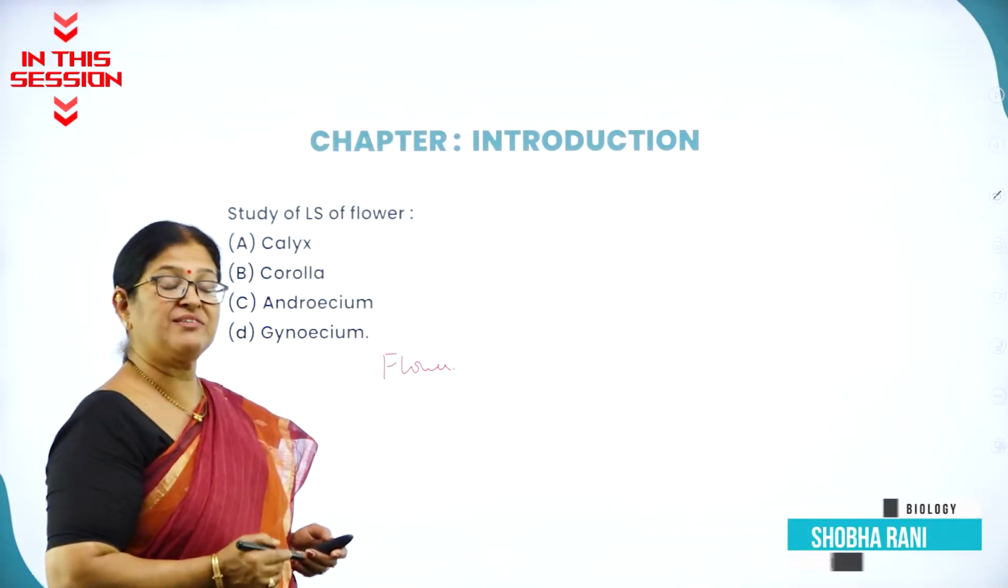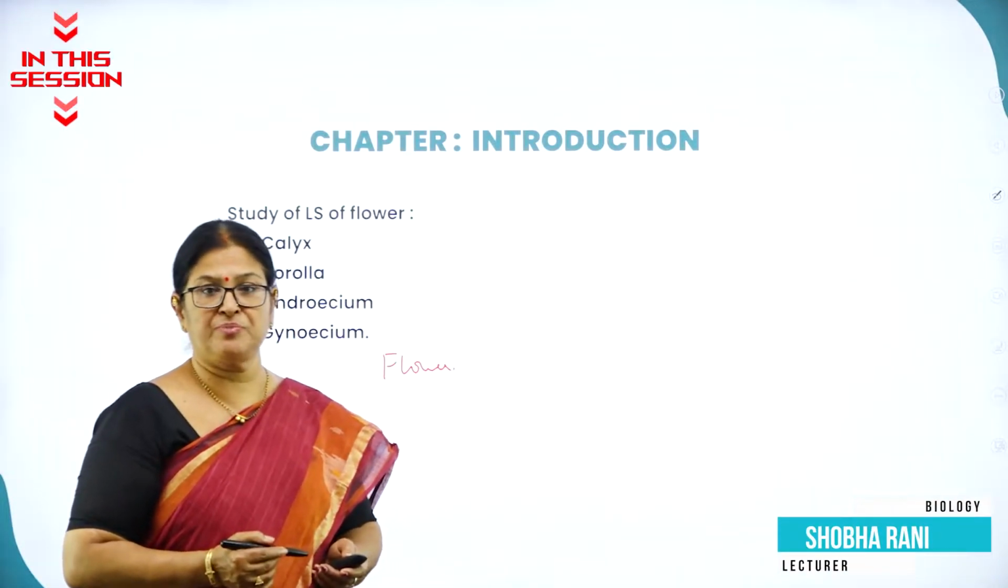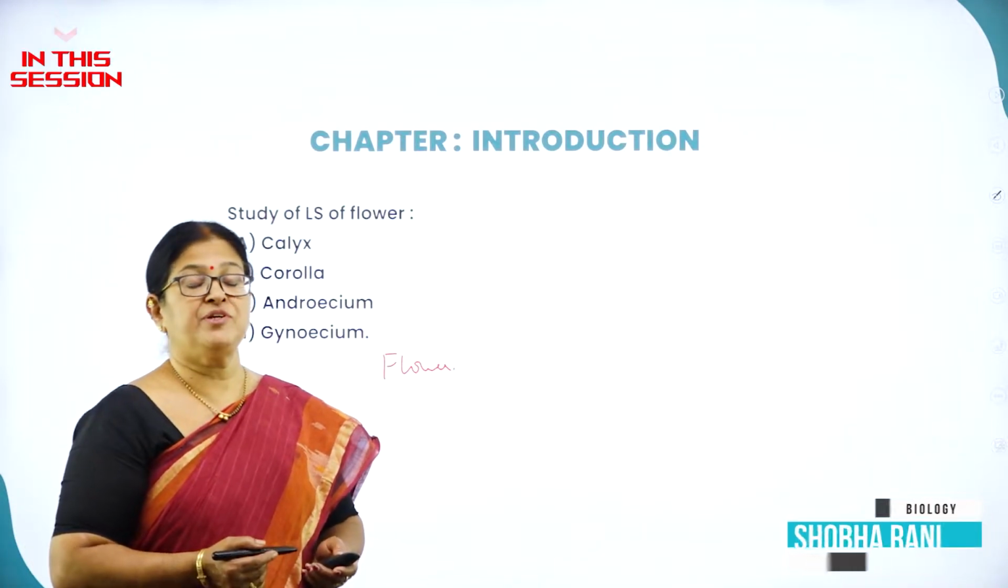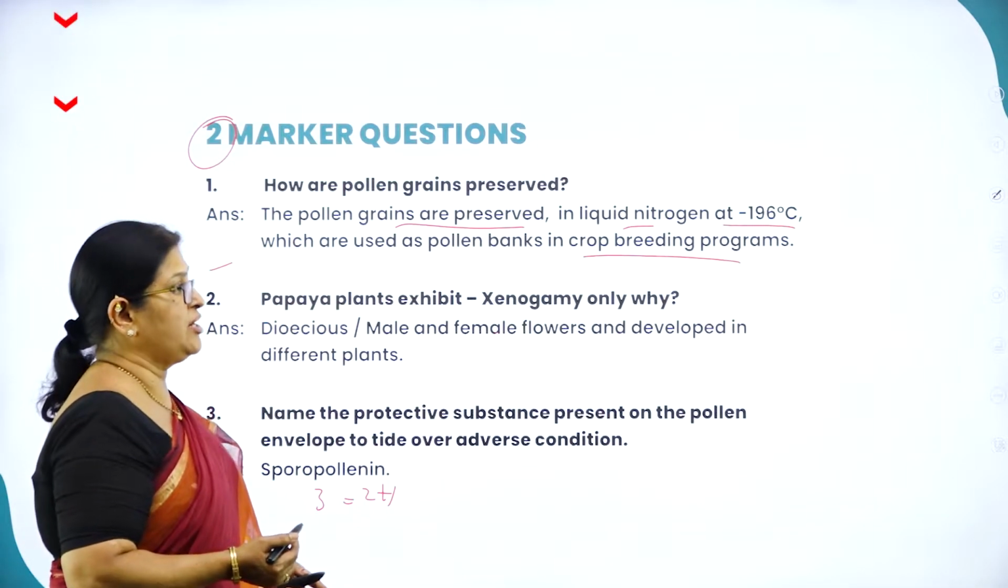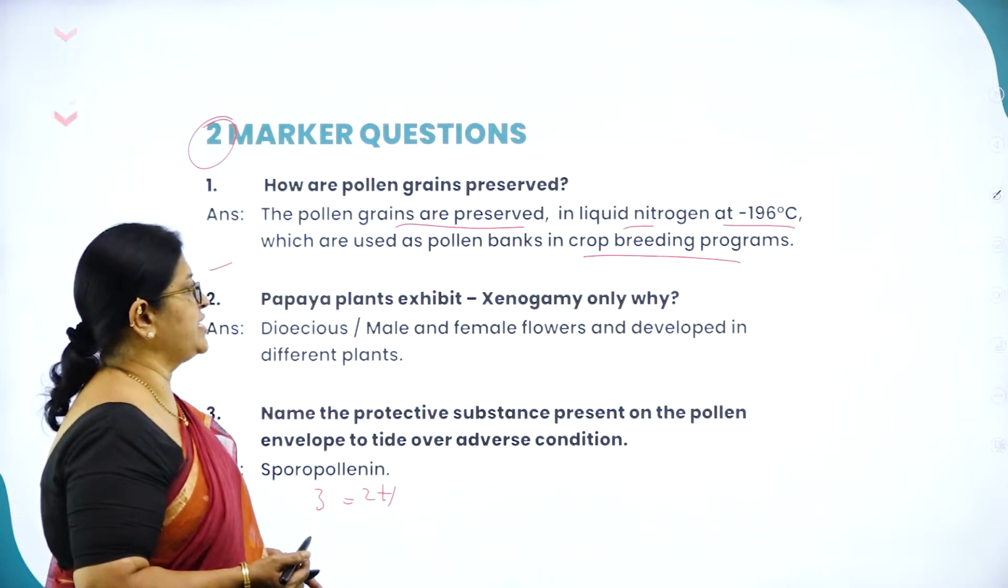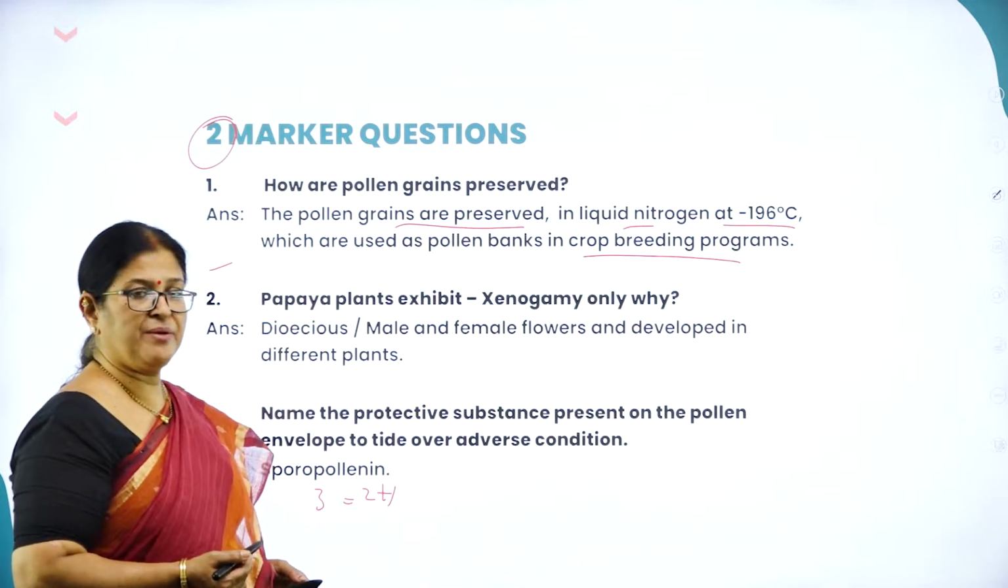Flower is a fascinating organ of angiosperms, and it is a modified shoot of a plant body which is meant for reproduction. The pollen grains are preserved in liquid nitrogen at -196 degrees centigrade, which are used as pollen banks in crop breeding programs.